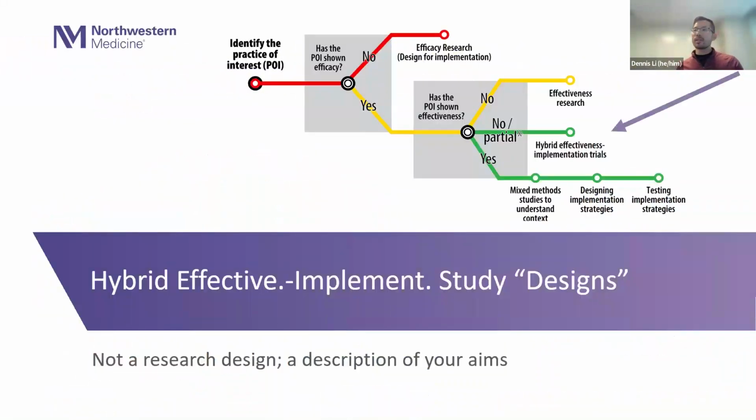I'm going to switch gears really quickly and now talk about hybrid effectiveness implementation study designs. We've mentioned this a couple of times throughout the reading course, and they are often referred to as designs, but they're not true research designs. When you talk about hybrid studies, it's really a description of your aims. Are you looking for effectiveness data, or are you looking for implementation data? Again, what type of evidence are you needing?